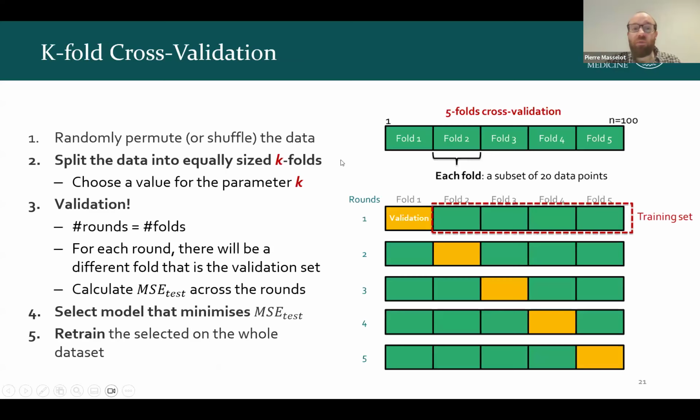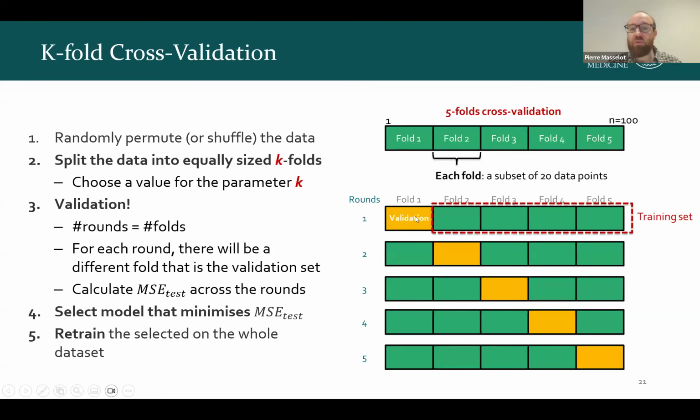So to illustrate how it works exactly, say we have 100 observations. We permute, or shuffle, these observations, and we split our sample into 5 folds, for instance. So here K would be 5. Each fold includes 20 data points. And after that, you do your cross-validation. If you have 5 folds, you have 5 rounds.